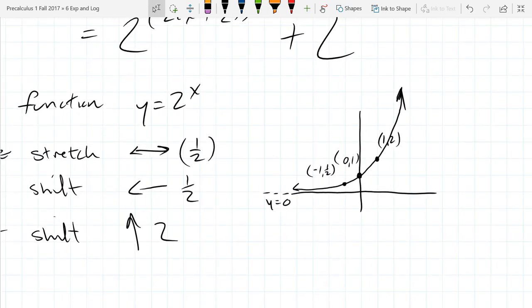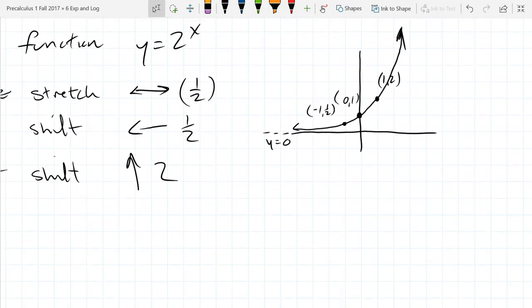I'll write down their coordinates, connect them with that curve. Right there, of course, we have y equals 0. So apply all three transformations. Do one at a time: stretch, shift, and then shift. You don't have to redraw the coordinates of the points if you feel like you don't need to. You are gonna have fractional values for sure. Lots of halves.